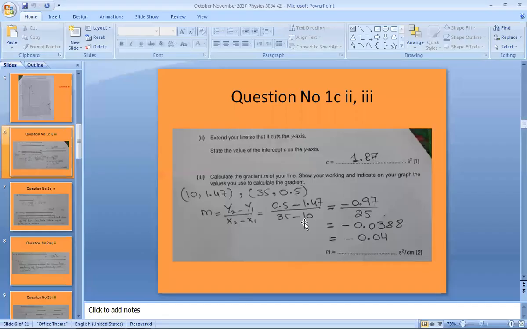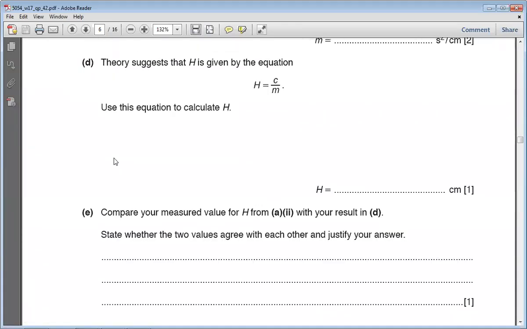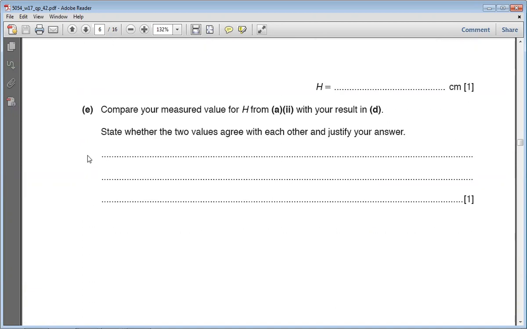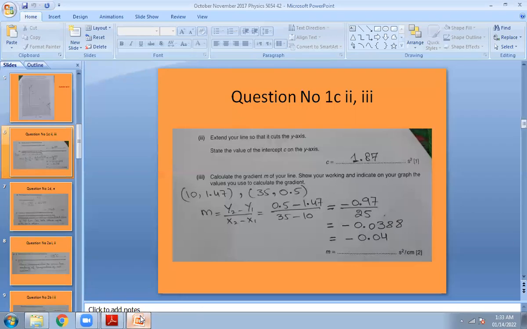Hopefully you understand. Then they ask that theory suggests that H is given by the equation C by M. Use this equation to calculate H. So D part and the E part. Okay, so let me show you my work.